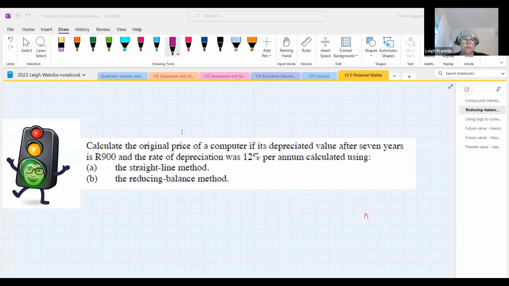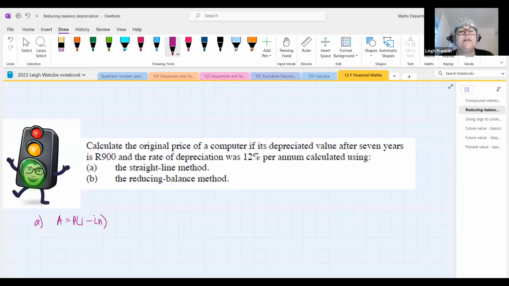Okay, fine. Give this one a try. Actually, this is working backwards, so maybe this is not fair. Let's rather do this one together. Calculate the original price of a computer if its depreciated value after 7 years is 900 Rand and the rate of depreciation was 12% per annum. Let's try with the straight line method first. So that's A equals P(1 minus i n), like so.